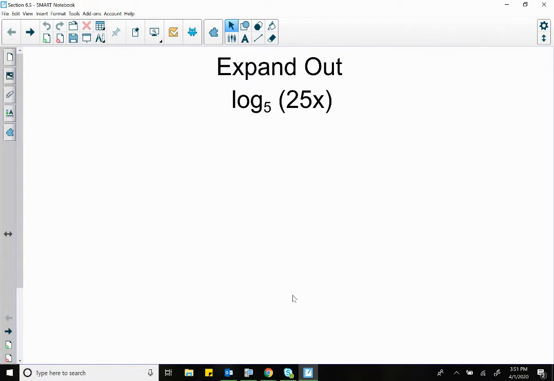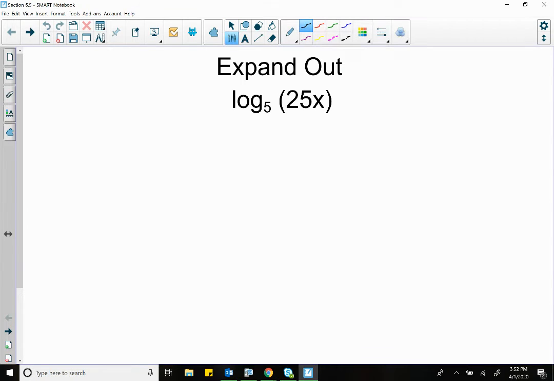Hey, so let's hit up 6.5. 6.5 is pretty quick. We are using a lot of the properties that are on those notes. So 6.5, the first half of your assignment is all about expanding and contracting logarithms.